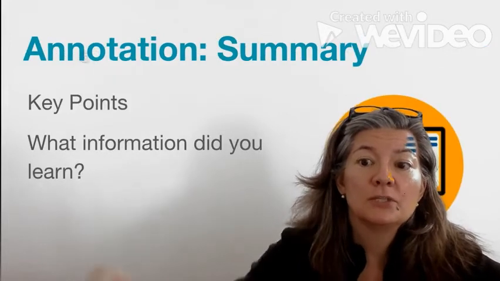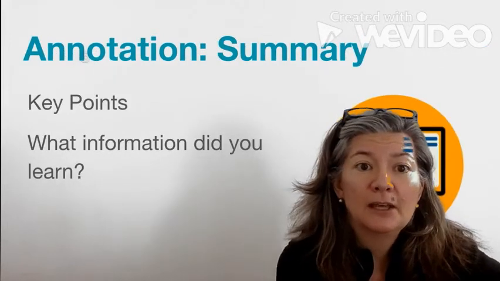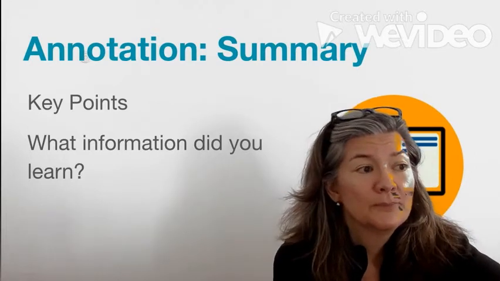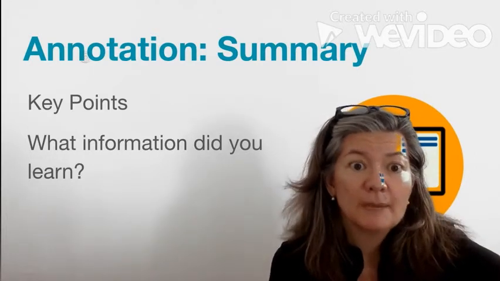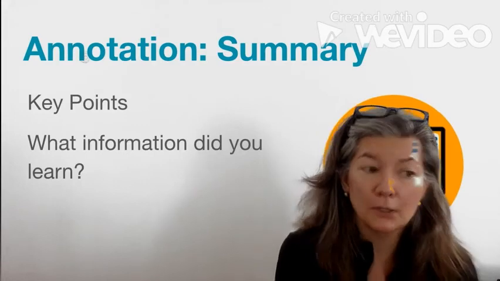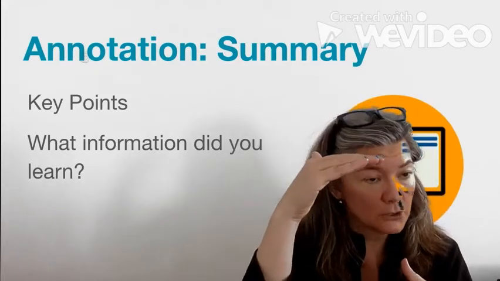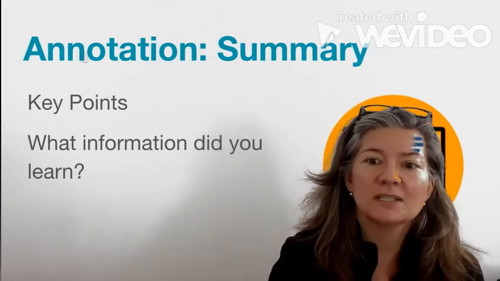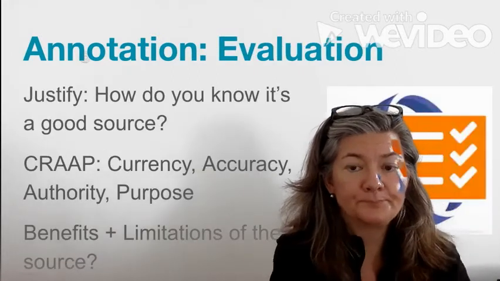After you've got your citations done, then you're on to the writing, and you're going to have 2 parts to each annotation, a summary and an evaluation. So for the summary, you're going to include the key points of the information that you learned. You're taking a larger amount of text and shrinking it down to just the key information.